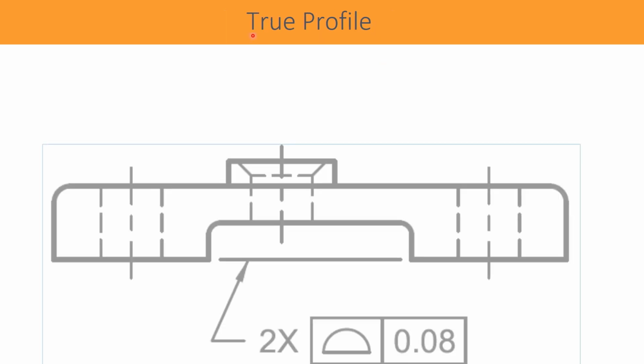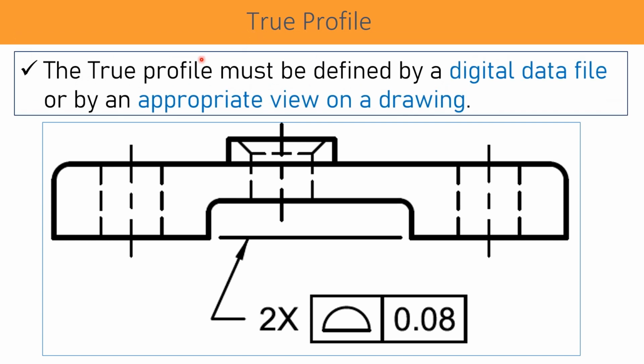What is true profile? The true profile must be defined by a digital data file. Here the meaning of digital data file means it is a CAD file. The CAD file comes in the format such as IGS or STEP, or it can be appropriately shown on a view on a drawing. In this drawing, the true profile is this one shown by a red line.